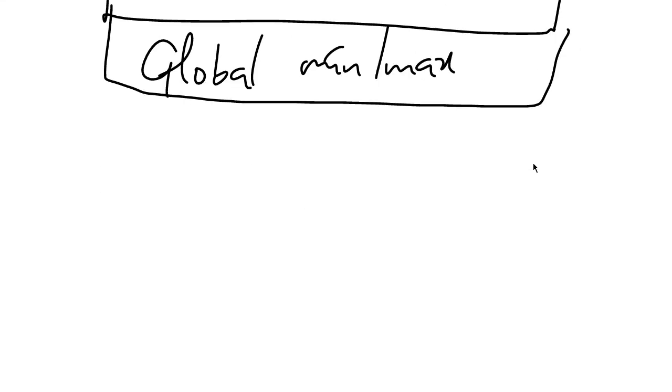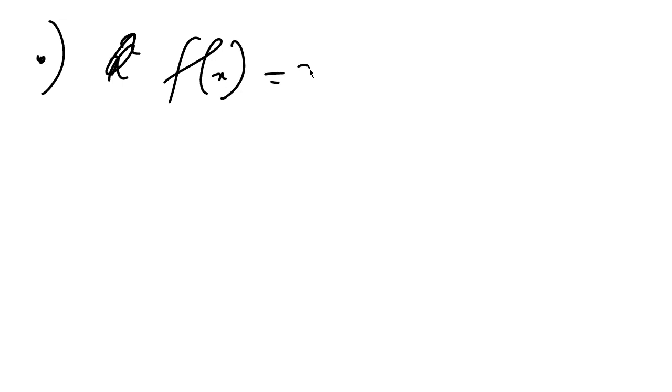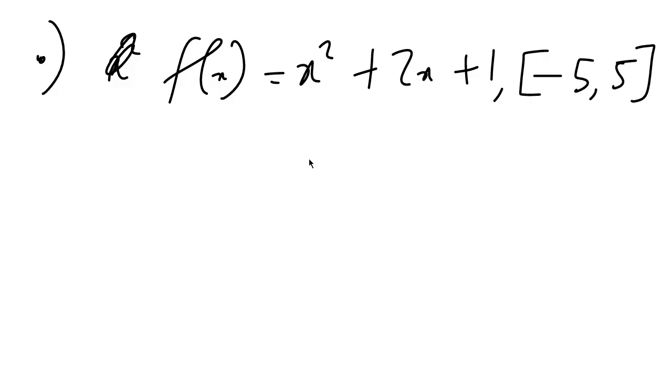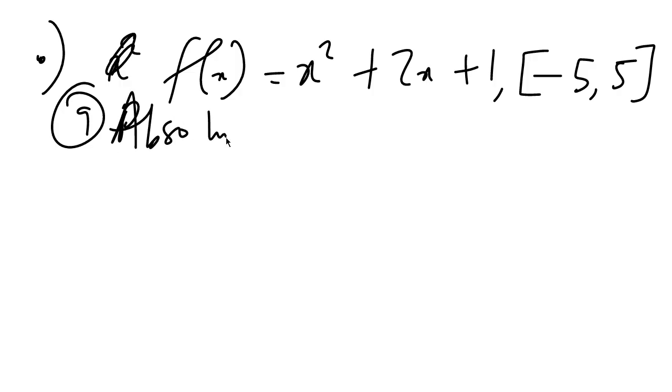So how do you determine absolute min or max? Let's say you are given this question: f of x is equal to x squared plus 2x plus 1, and we are looking at it from negative 5 to 5. You are given this interval, and you are asked to determine the absolute min and max. You may say this function may not have a max, but it does have an absolute maximum across the entire interval. So let's see how to do it.